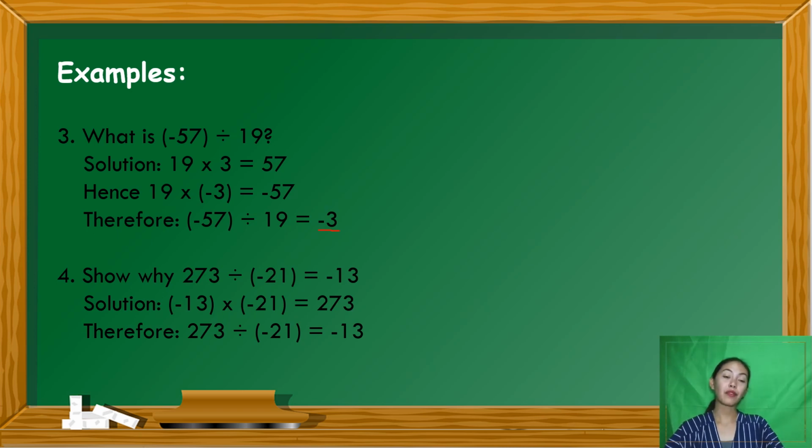Number 4, show why 273 divided by negative 21 is negative 13. We already know that negative 13 times negative 21 is equal to 273. The answer is positive because we multiply two negative numbers. Therefore, 273 divided by negative 21 results in negative 13.